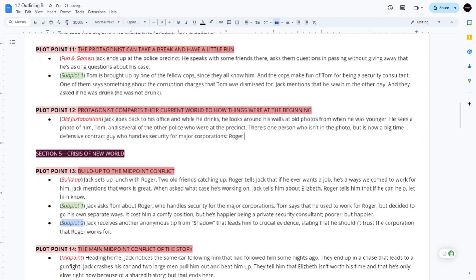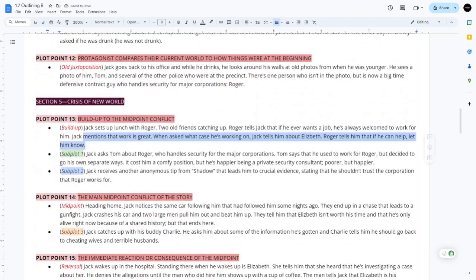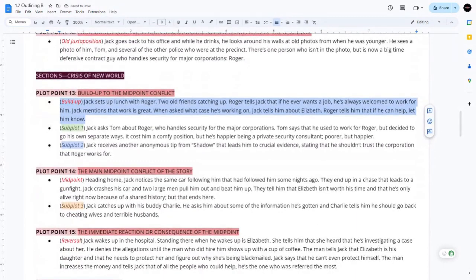Roger. Okay, which brings us to the build-up. Oh, yeah. Jack sets up lunch with Roger. Two old friends catching up, right? Roger tells Jack that if he ever wants a job, he's always welcome to work for him. Jack mentions that work is great. When asked what cases he's working on, Jack tells him about Elizabeth. Roger tells him that if he can help, let him know.